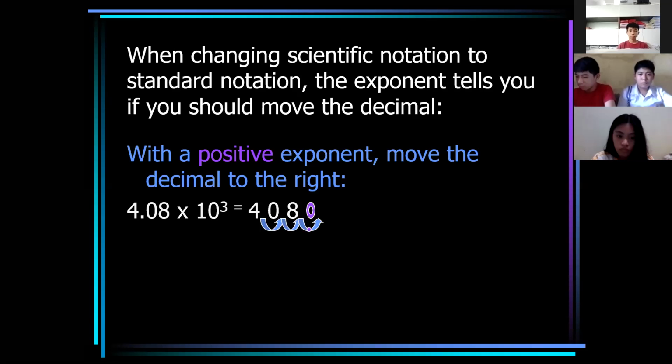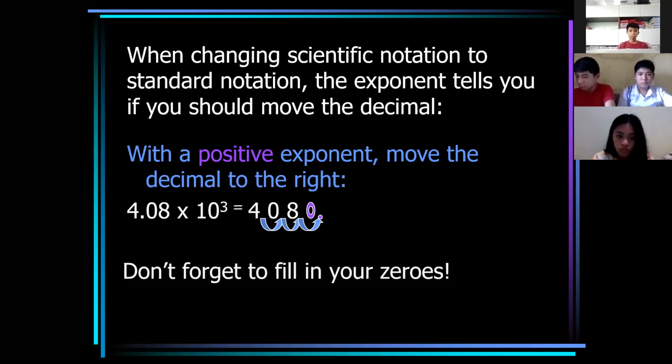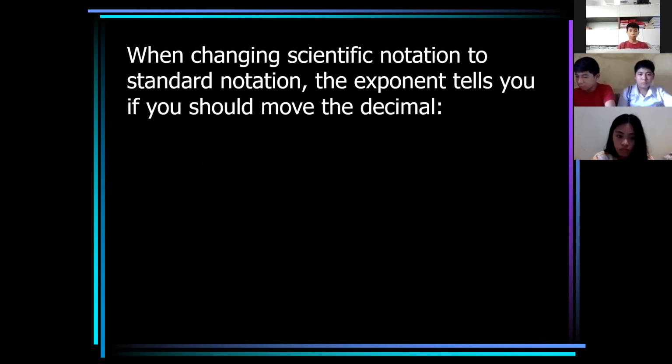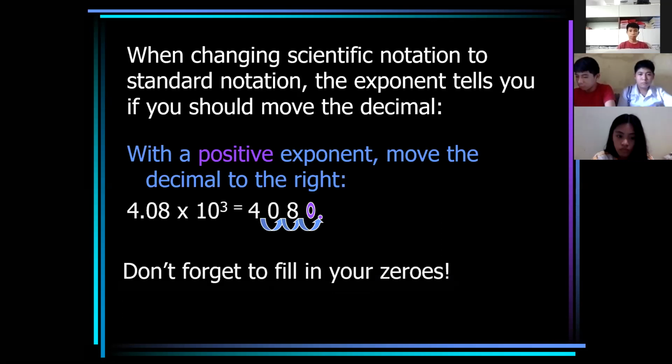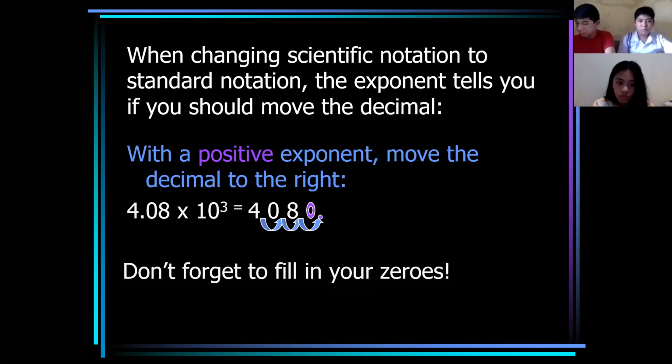1, 2, 3, the decimal point is there, no? And so the answer is 4080. You can have the answer 4080.0 or 4080 only. Question? None. Let's proceed with the next example.